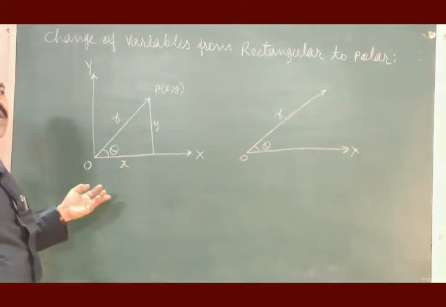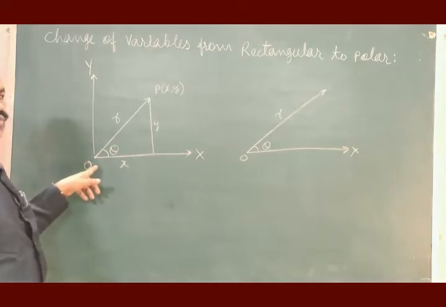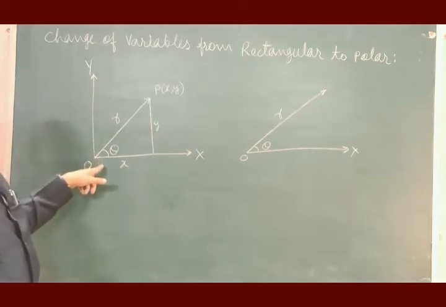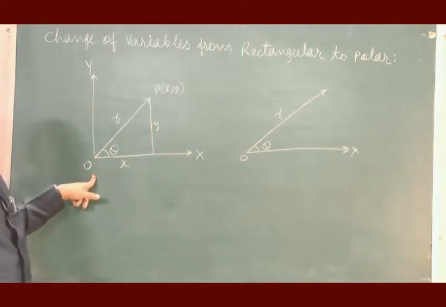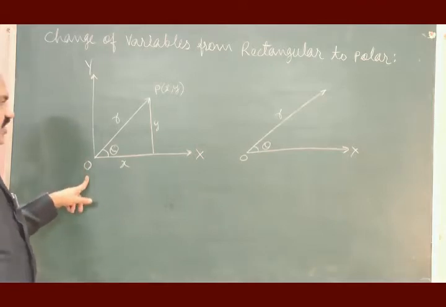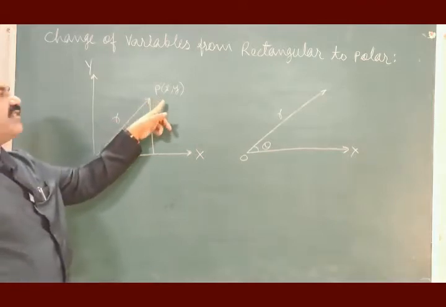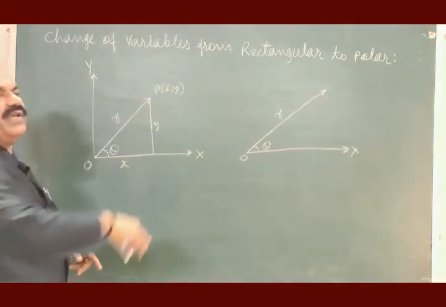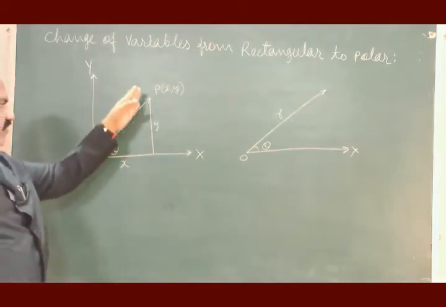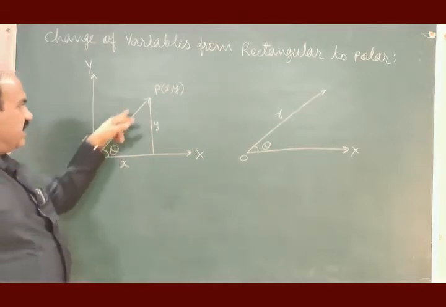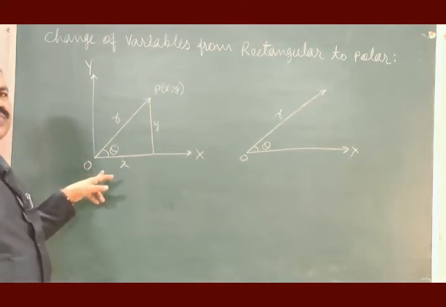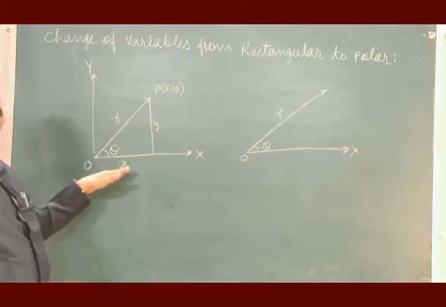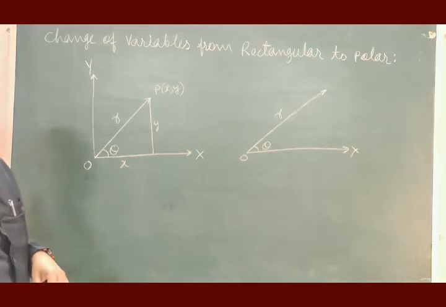Cartesian coordinate system or rectangular coordinate system has two axes, x axis, y axis. Point of their intersection is O, origin. Any point P with coordinate x comma y is represented here. Y coordinate, x coordinate, distance of point P from the origin, angle made by vector OP with x axis in the anti-clockwise direction.